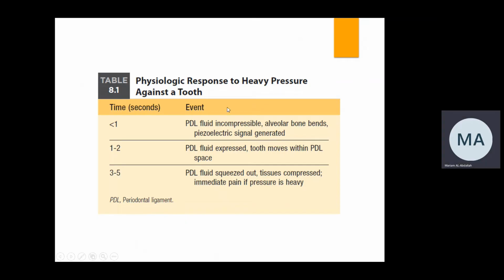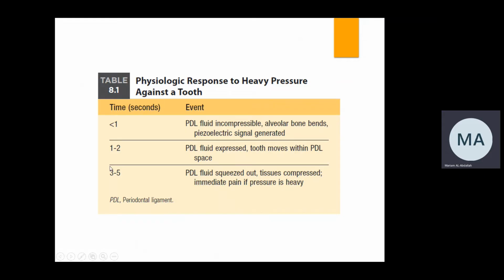So this table is very important and tells you the physiologic response to heavy pressure against a tooth. And here we're talking about normal pressure during function, masticatory function. Less than a second, what happens is that the periodontal ligament fluid is incompressible. The periodontal ligament space will not be affected. The force will be transmitted directly to the alveolar bone, and this will lead to alveolar bone bending, and this will produce piezoelectric signal. 1 to 2 seconds, part of the fluid will be expressed, and the tooth will move a little bit within the periodontal ligament space.